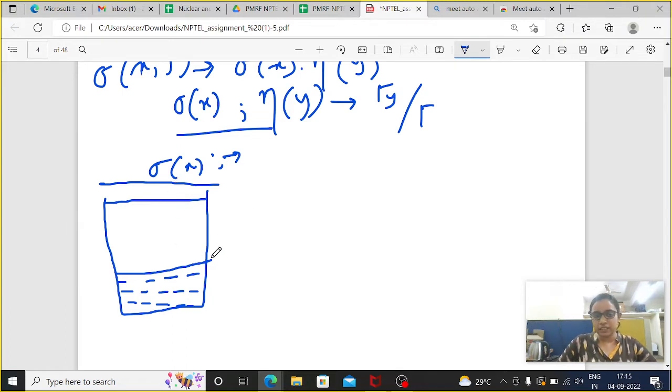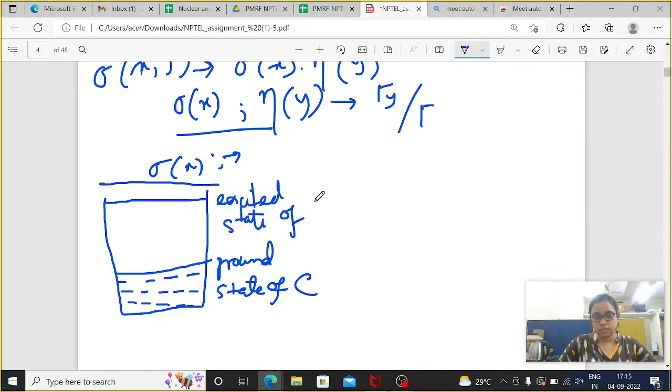So what are these lines? This is the ground state of C, this is the excited state of C, and this is X. I will tell you what this is after writing these things. Let's say EC will be this much, and EX is this much. So what are these things?